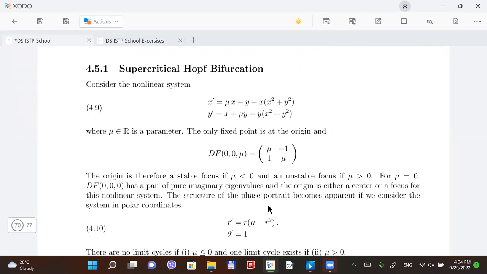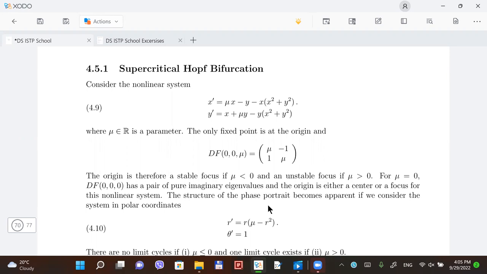But in order to analyze the system, as in the previous example, and to discuss the limit cycle, we transform to polar coordinates. When we do the transformation, we obtain a very, very simple system of differential equations, uncoupled. Now, the first equation for r and the other.